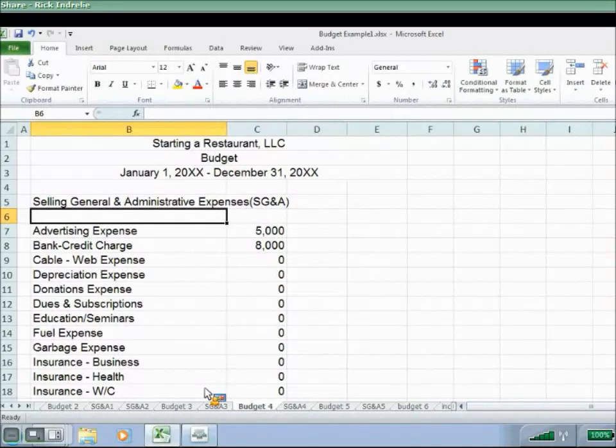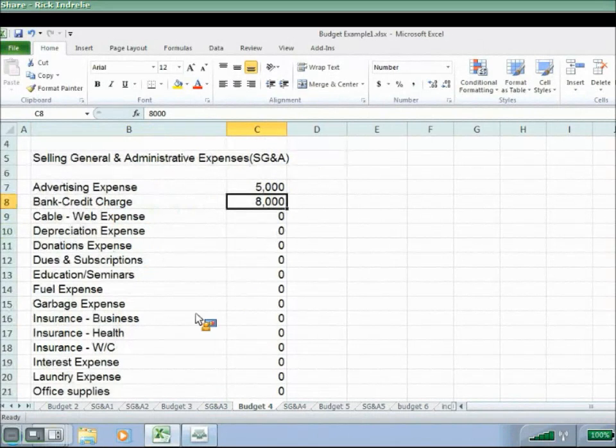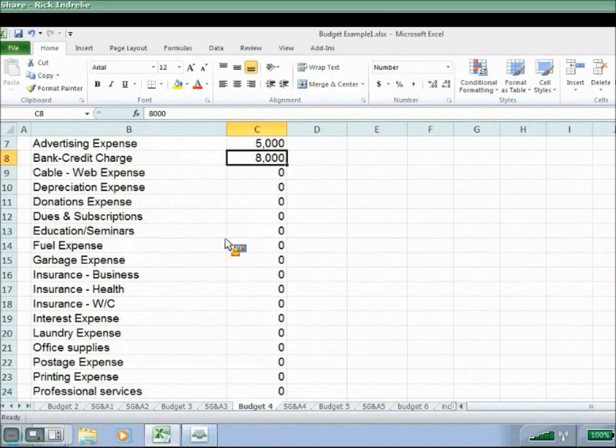Well, as you can tell, we're making some progress with our budget. And once again, we're working on this selling, general, and administrative portion of our budget. Obviously, we've got the advertising expense completed, and we've got the bank credit charge expense completed. We have a lot of other expenses that we could work on, but we're not going to do every specific one of them, otherwise it would take a very long time.